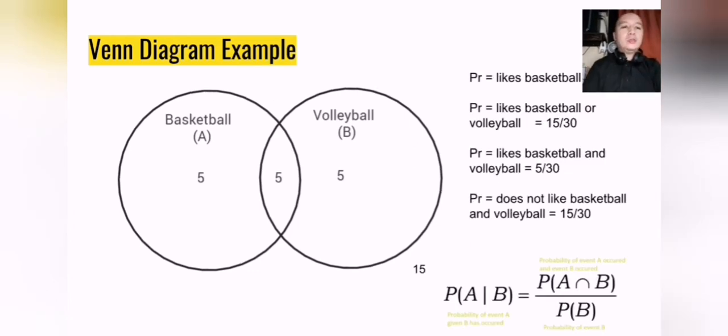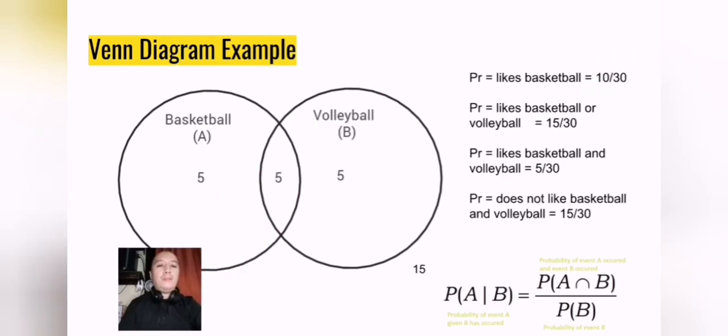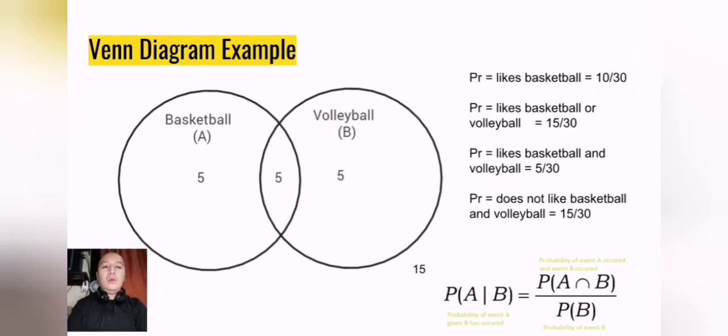Okay, so that's what we mentioned. The probability that a student likes basketball is 10/30, and then the probability of those who like basketball or volleyball is 15/30, and then the probability of those who like basketball and volleyball is 5/30. Then finally, the probability of students that do not like basketball and volleyball is 15/30.